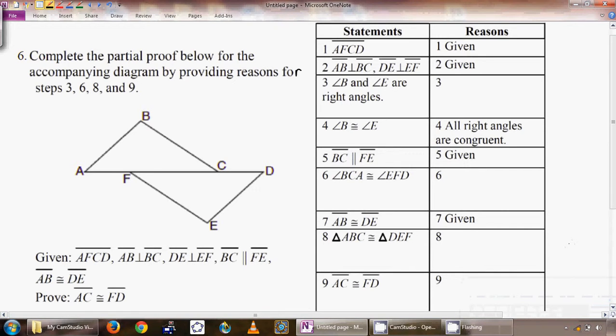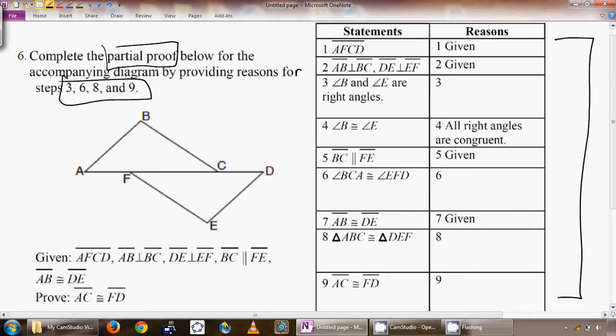This may look a little bit different to you, mainly because this isn't quite a multiple choice, nor is it a full-fledged formal proof, because it's what they're calling a partial proof. They give you a bunch of stuff, and they want you to fill in some missing information. They want you to fill in 4 reasons here.